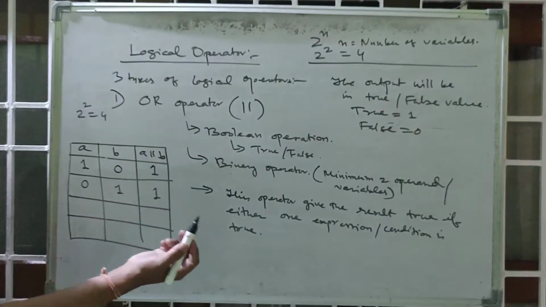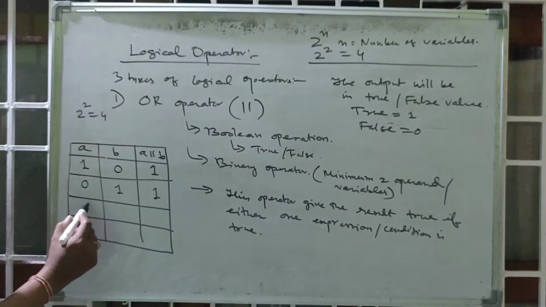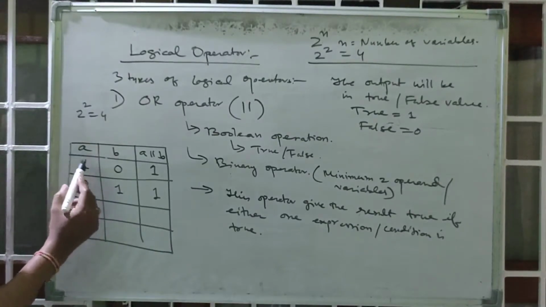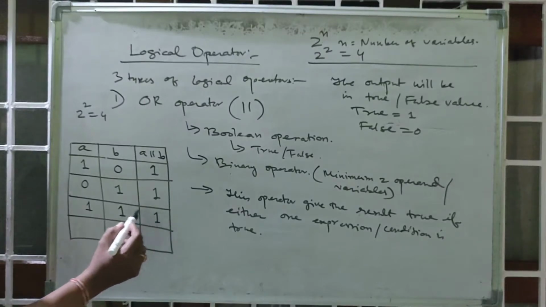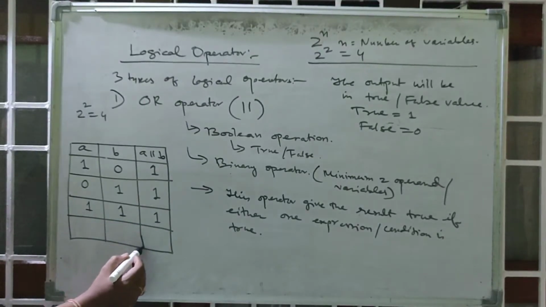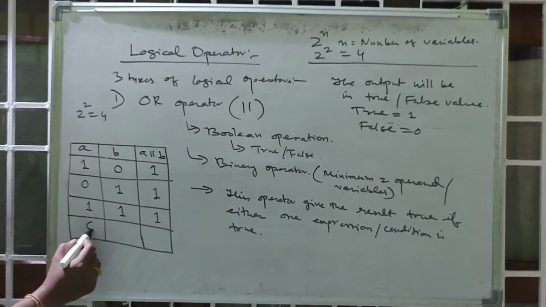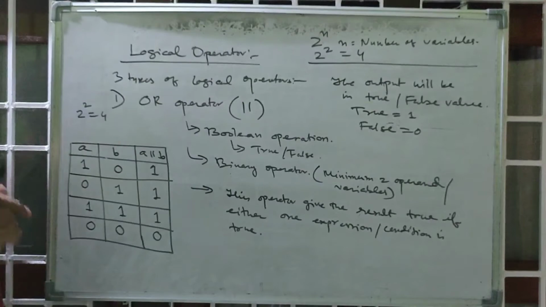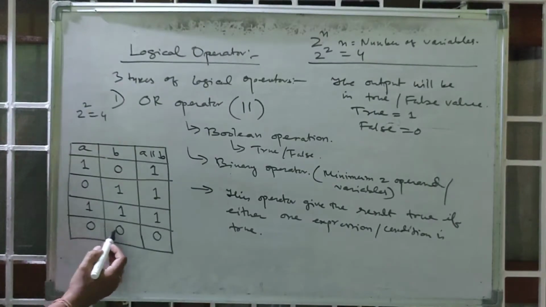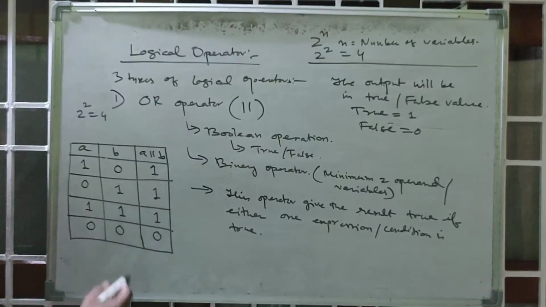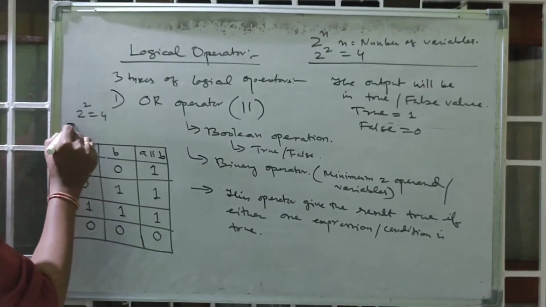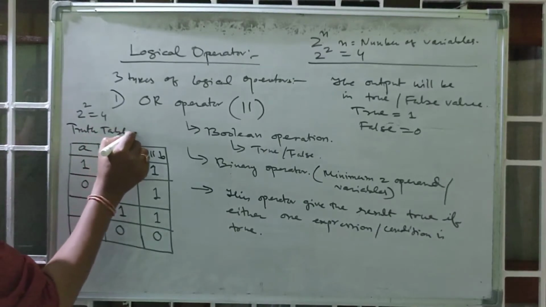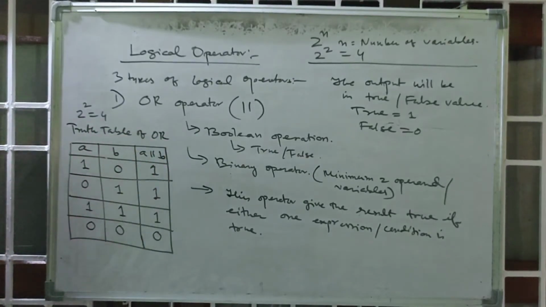A false, B true. True. Next example, possibility if A is true, B is true, the answer is also true. There will be only one condition: the output will be false if both the expressions are false. A false, B false, so the result will be false. Otherwise, it will be true. So this is called the truth table of OR.